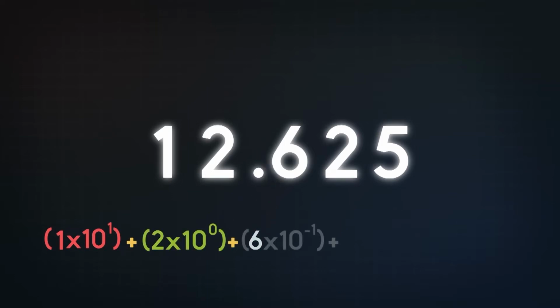For example, consider the number 12.625. This can be written as 1 into 10 raised to 1 plus 2 into 10 raised to 0 plus 6 into 10 raised to minus 1 plus 2 into 10 raised to minus 2 plus 5 into 10 raised to minus 3. Okay? Dear learners, please observe how the base of the number system, that is 10, is used in the formation of a number.